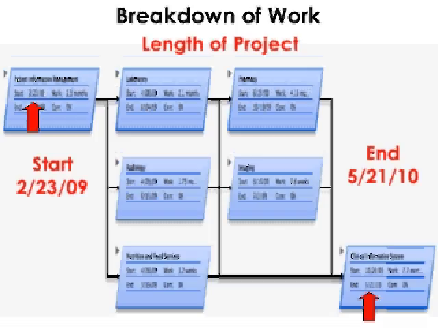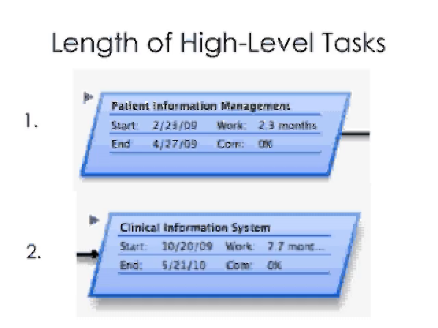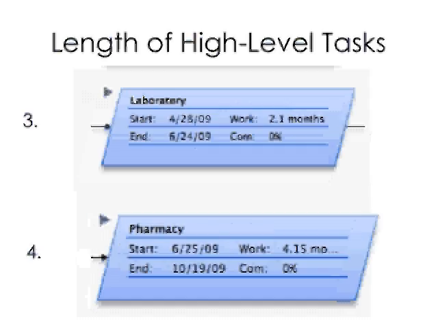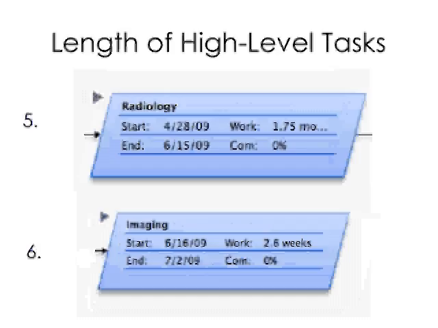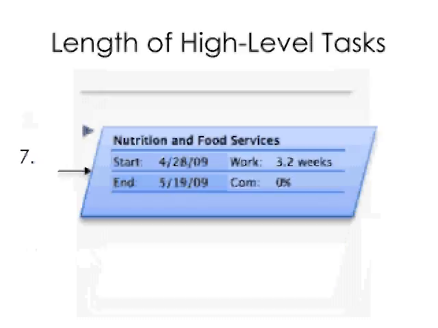Now that you have seen the general flow and order of each project, here we have enlarged each high-level task so you can clearly see the titles and lengths of time for each major. Now here are the high-level tasks of laboratory and pharmacy. Here are the high-level tasks, radiology and imaging. And here's the final high-level task, nutrition and food services.